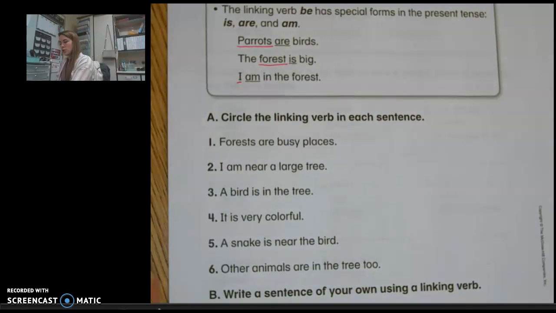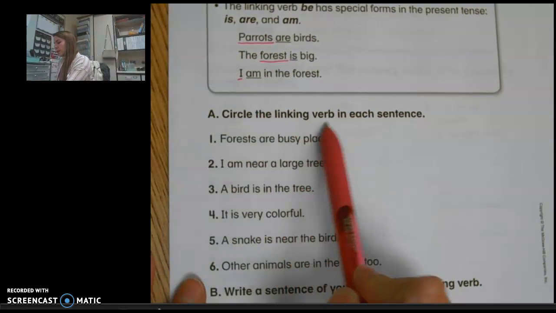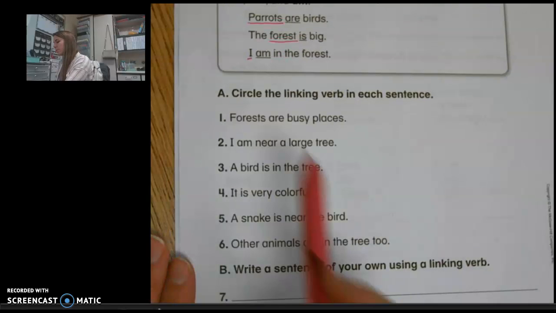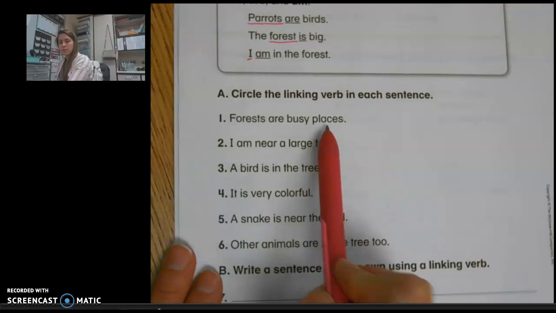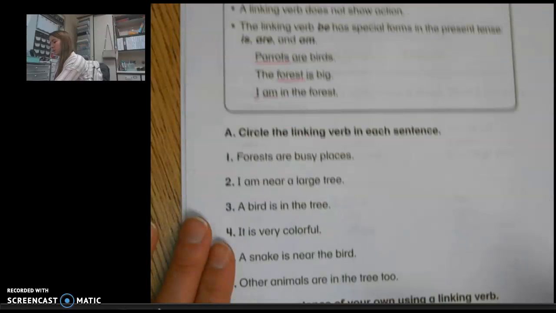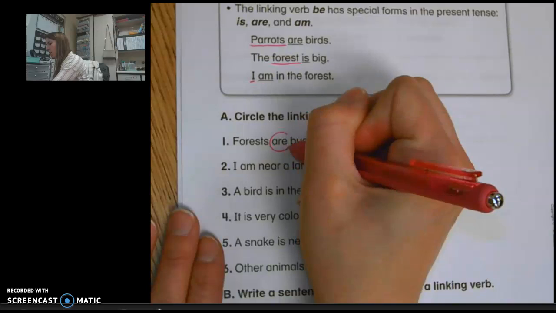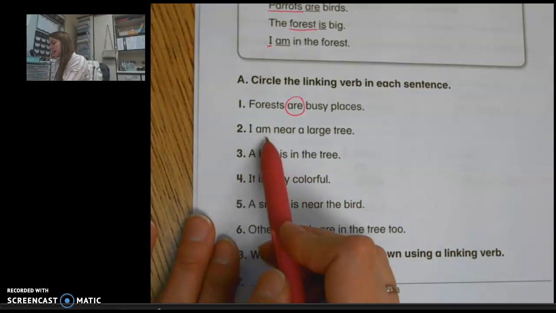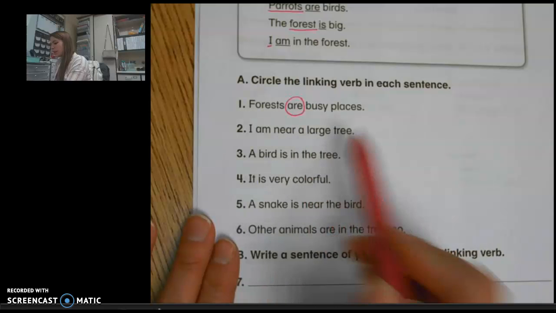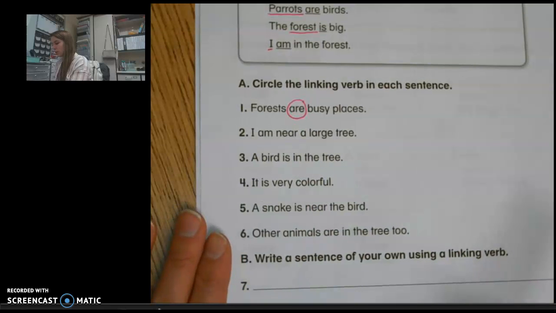For A, you are going to circle the linking verb in each sentence. Number 1, forests are busy places. From what I've read up here, I know the linking verb is are, so I'm going to circle it. Number 2 says, I am near a large tree. You're going to again circle the linking verb.